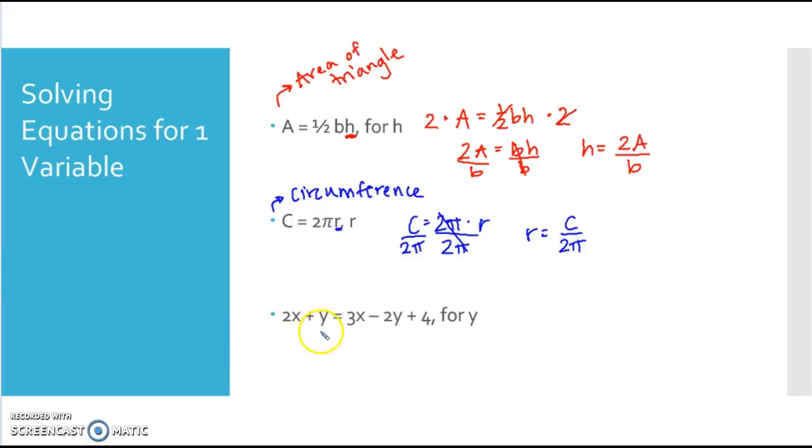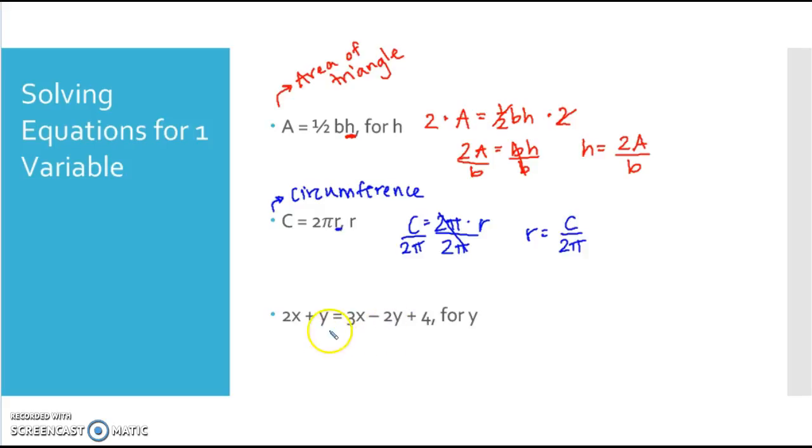And the last one, I've got 2x plus y equals 3x minus 2y plus 4, and I want to solve for y. This one isn't a formula, it's just an equation. But one thing I notice is that y is on two sides of the equation. Anytime we solve for a variable when it's on both sides, the first thing I've got to do is get it on the same side.